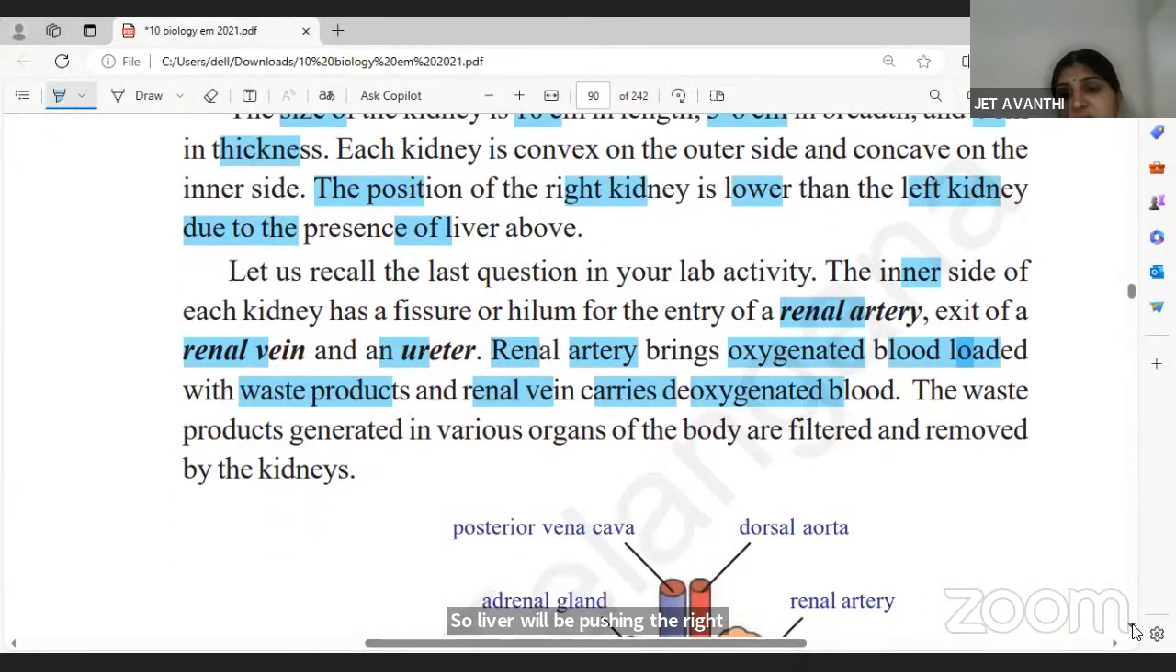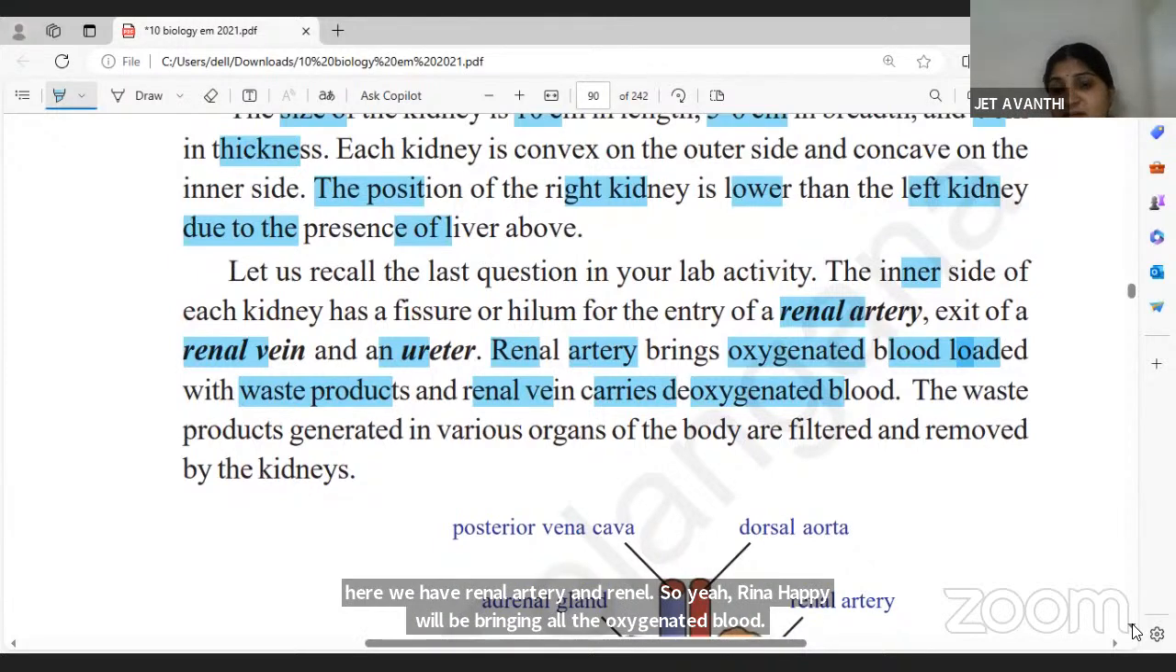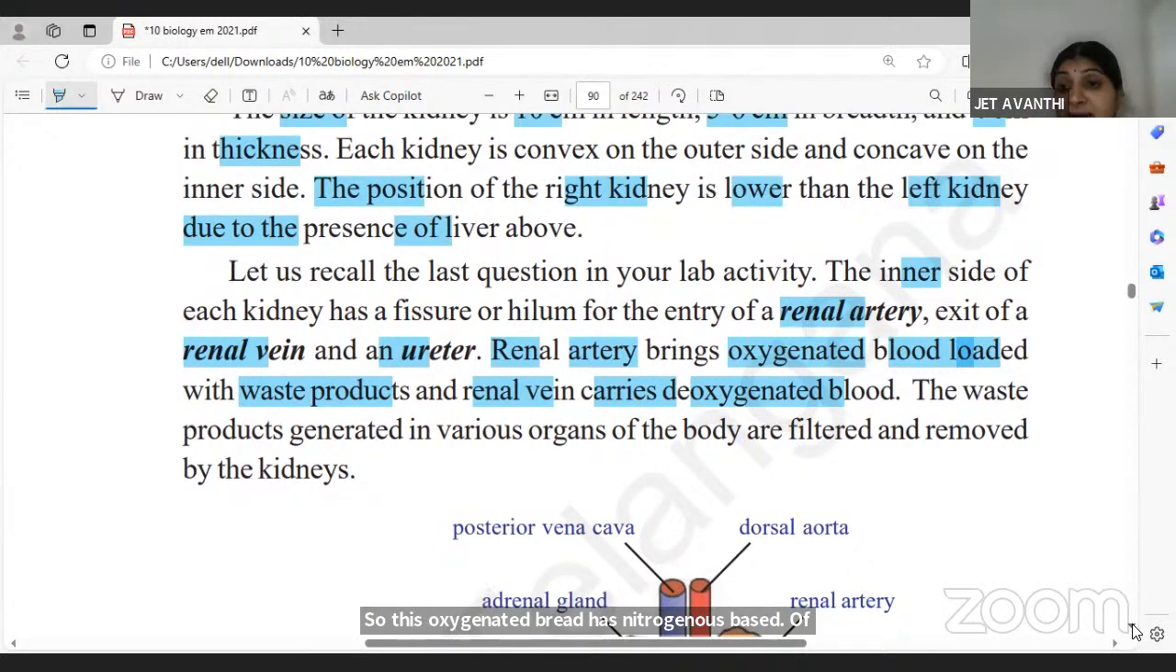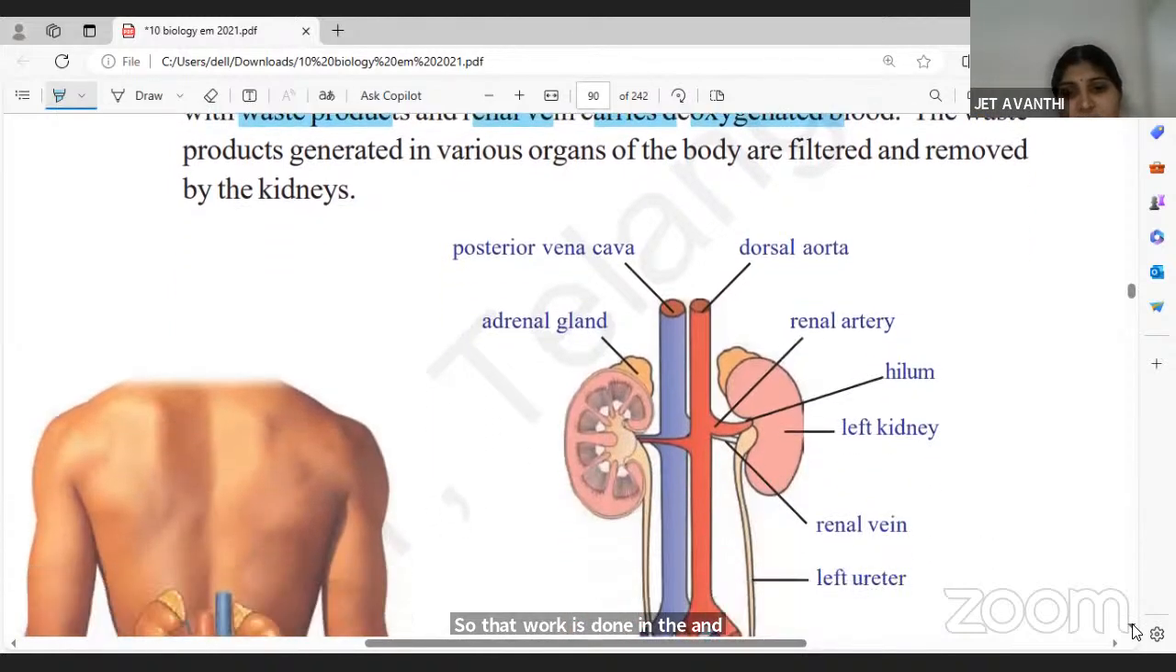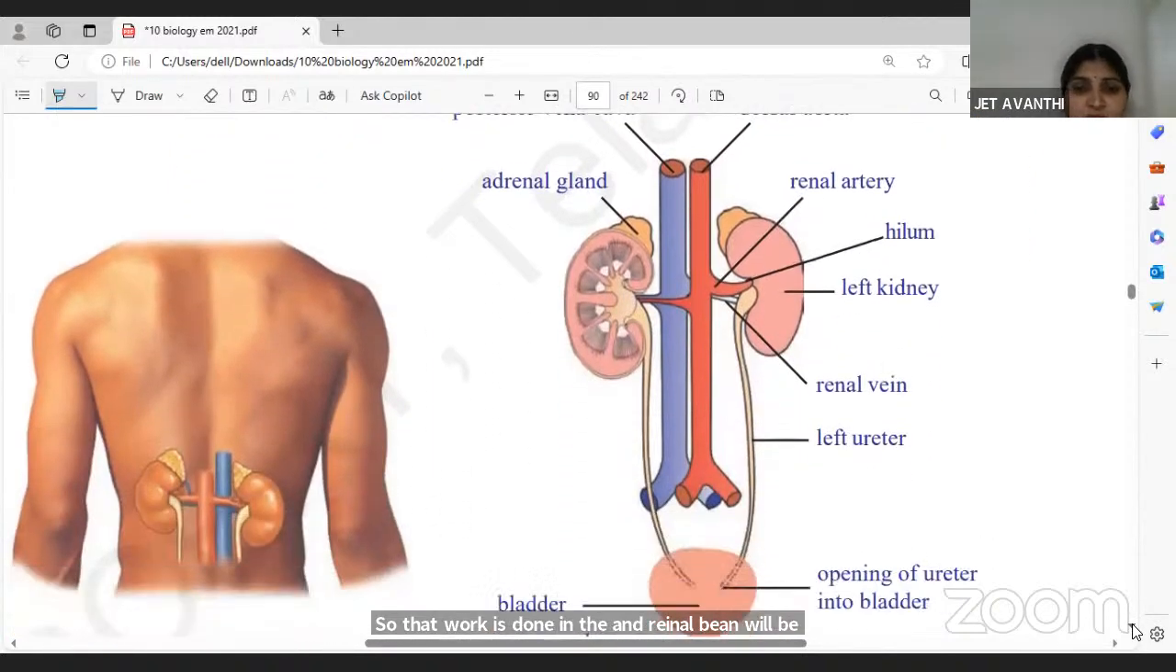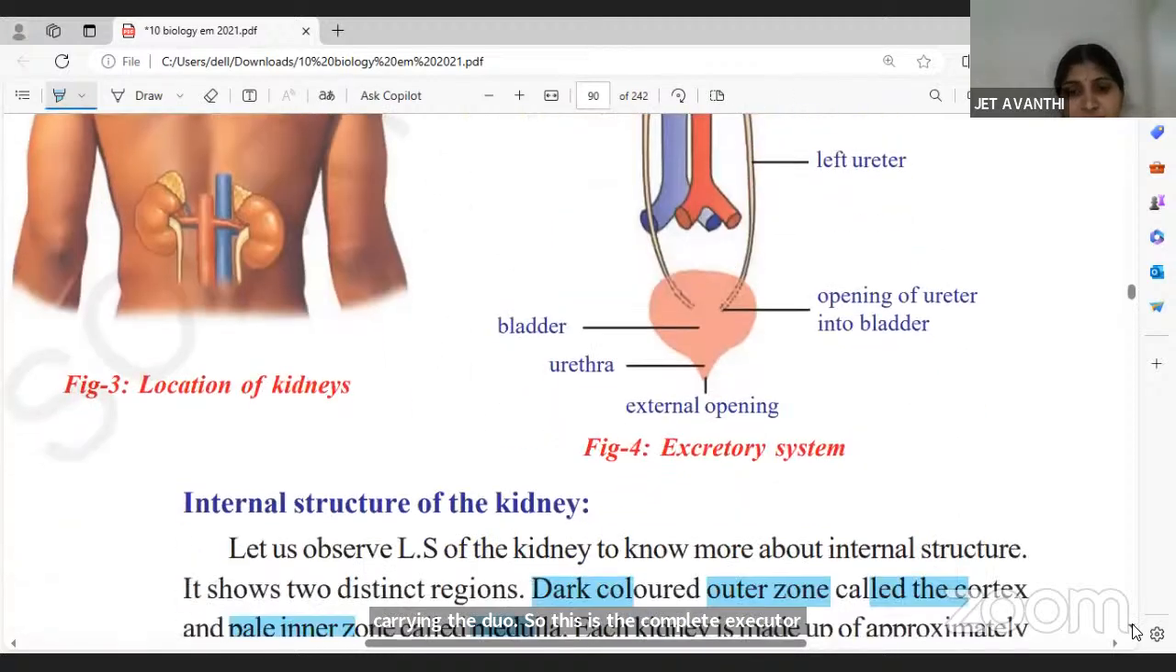And we have the blood vessels which bring the respective deoxygenated and oxygenated blood. So here we have the renal artery and renal vein. The renal artery will be bringing all the oxygenated blood. This oxygenated blood has nitrogenous waste. Of course, it is added with oxygen, but it has nitrogenous waste. So that nitrogenous waste has to be removed from the blood, and that work is done in the nephron. And the renal vein will be carrying the deoxygenated blood. So this is the complete excretory system of the human body, showing all the parts of the excretory system.